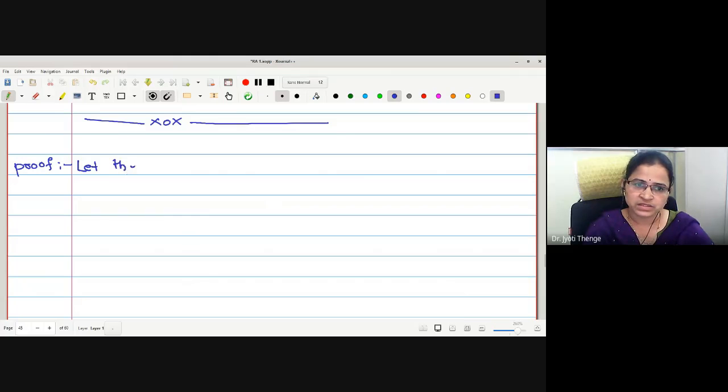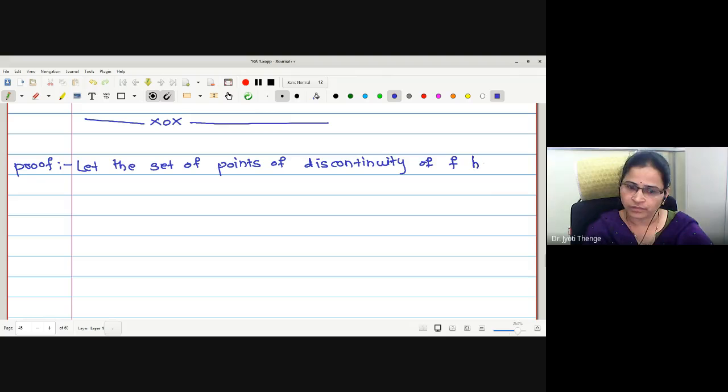Let the set of points of discontinuity of f have a finite number P of points. Let the set of, okay, sorry, let me change the statement.